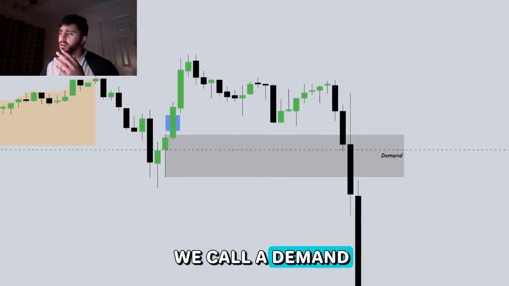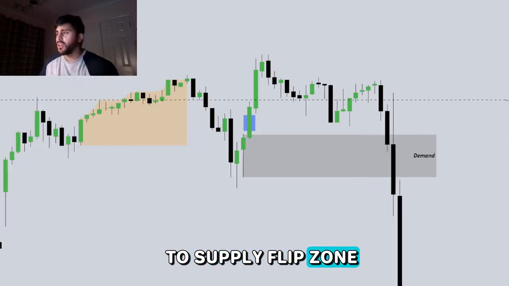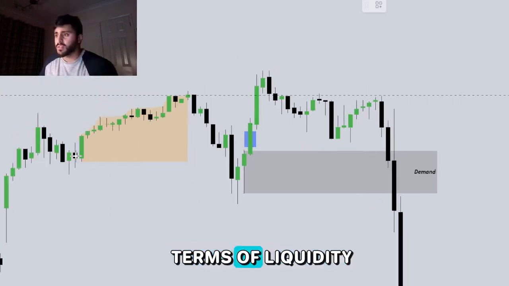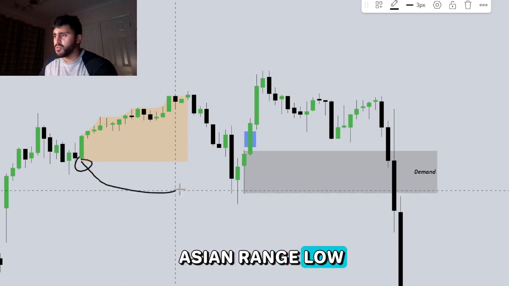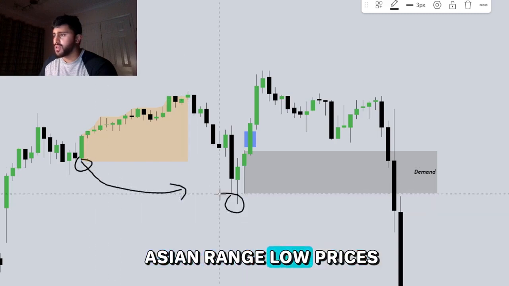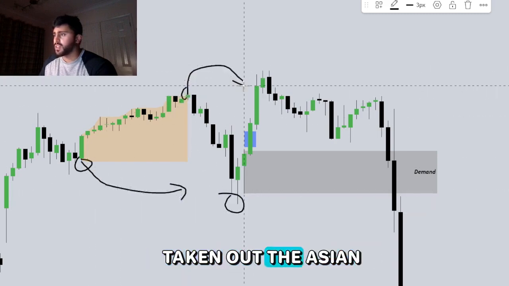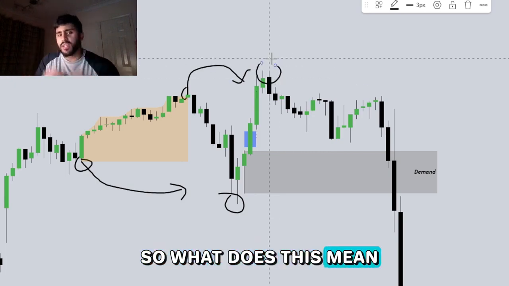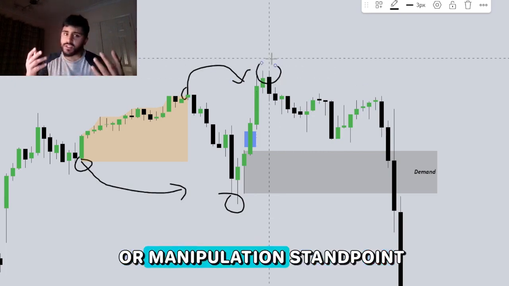This is what we call a demand to supply flip zone. So just to break this down in terms of liquidity, we had the Asian range low, price has taken out the Asian range low, price has now come up and taken out the Asian range high. So what does this mean from a price action or manipulation standpoint?